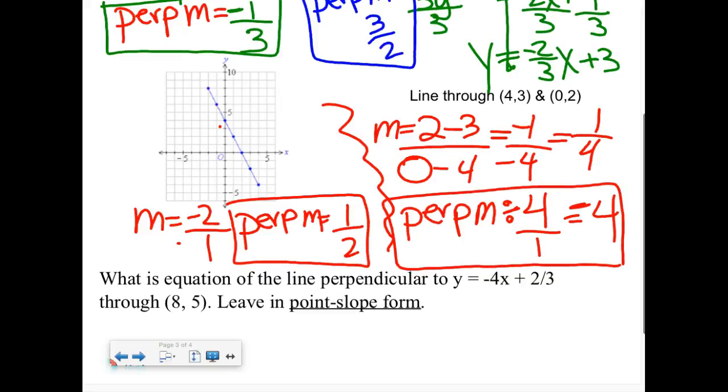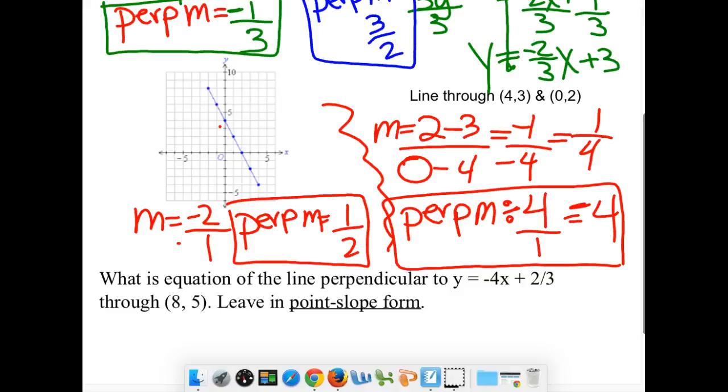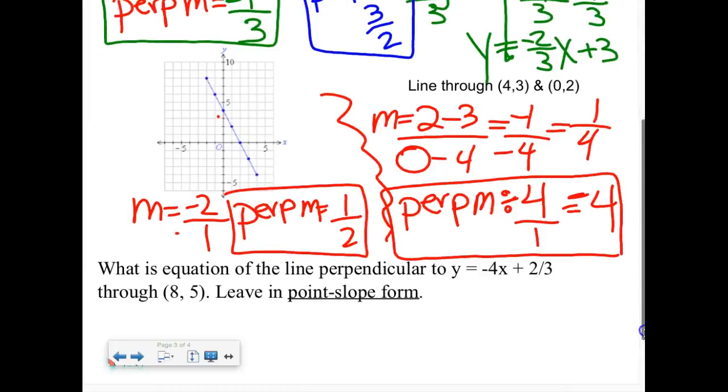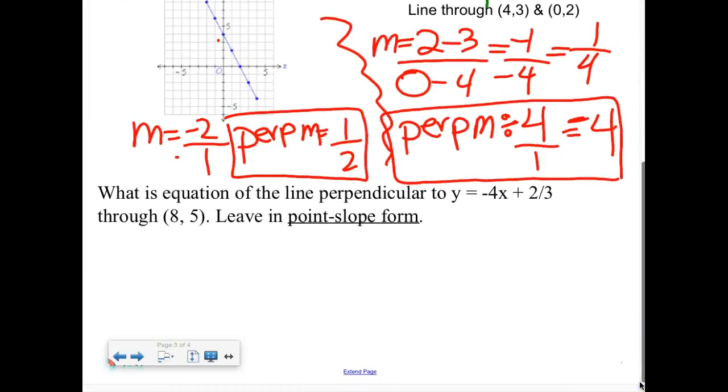All right, same thing that we did with parallel. We are going to be given an equation, and we're going to be given a point, and we have to put it into point slope form.